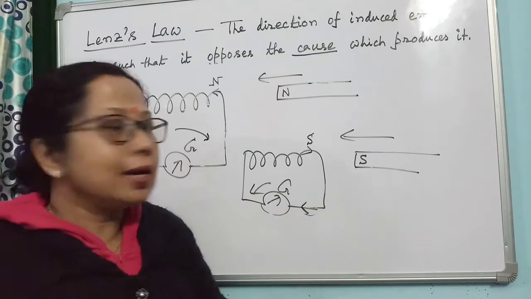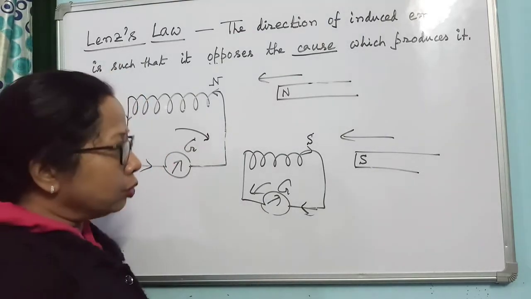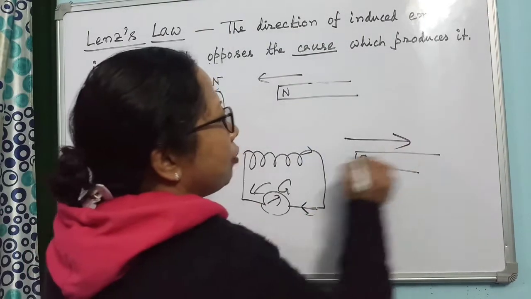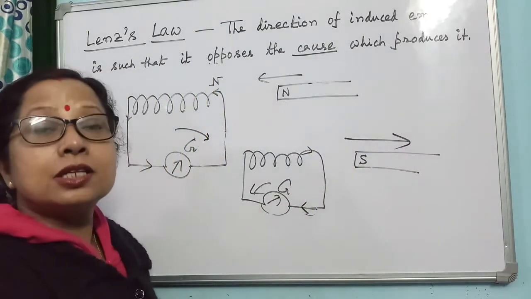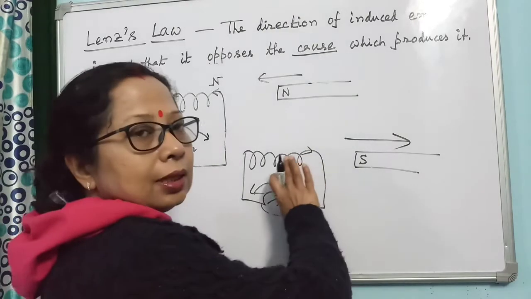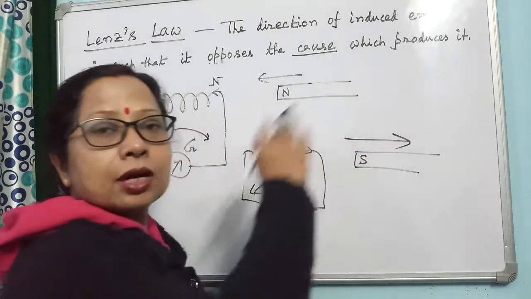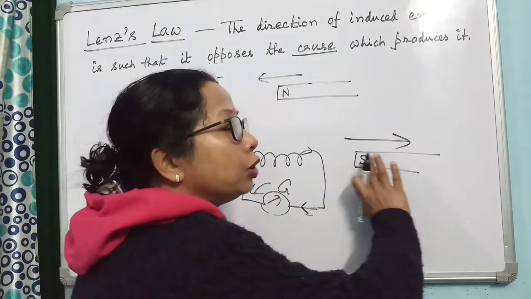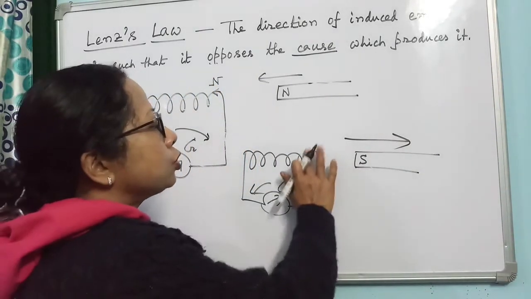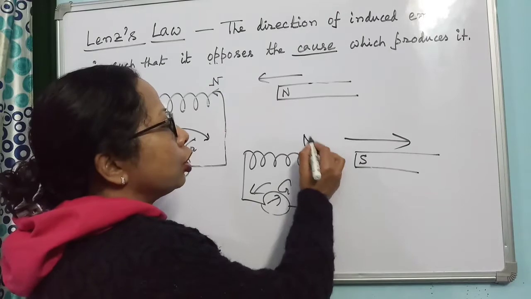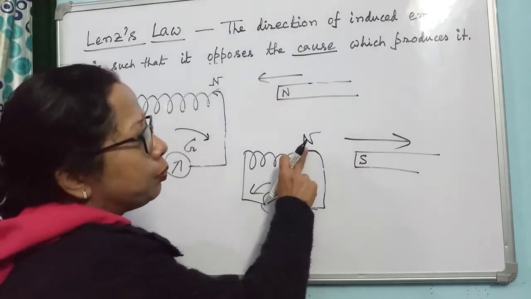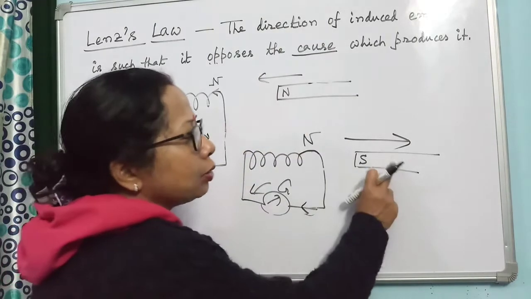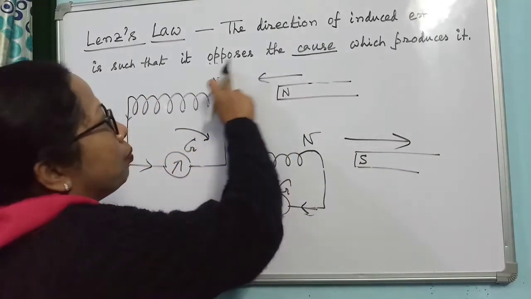Is that clear? Now suppose you want to take the south pole away from it. Then what will happen? What is the cause? South pole is moving away. That is the cause. So the current should not allow the south pole to move away. So which pole should be created here? North pole. Because if north pole is created, then north and south will attract each other. So it will not allow the south pole to move away. It will oppose the cause.